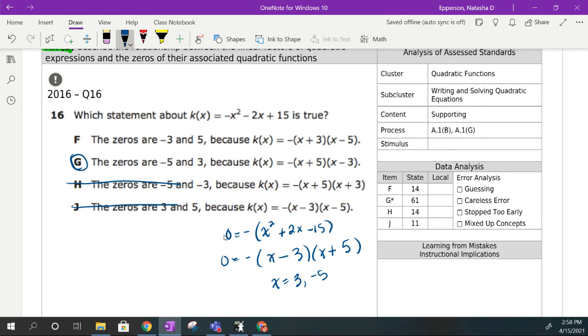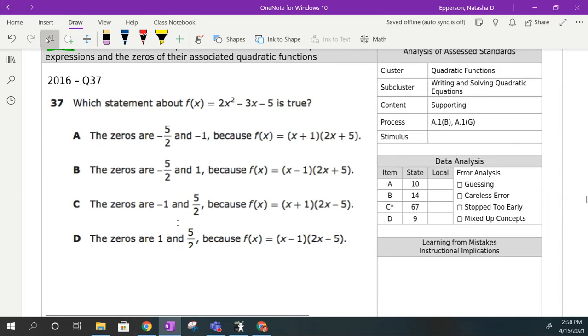And it matches our factors as well. The order that I have them here doesn't matter. You can say x plus 5 times x minus 3 or x minus 3 times x plus 5. And then I believe this is the last one. Okay, which statement is true about the function of this quadratic equation given to us here?